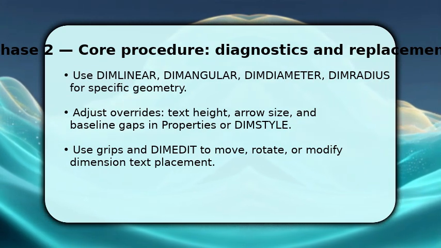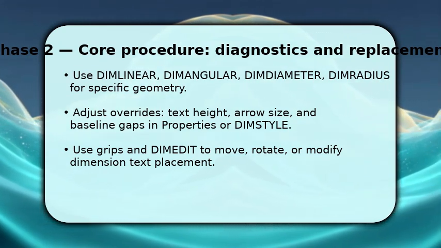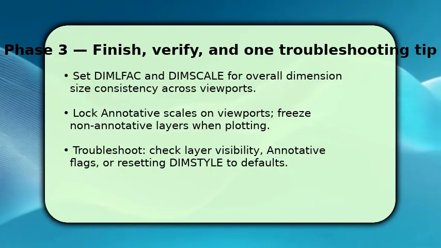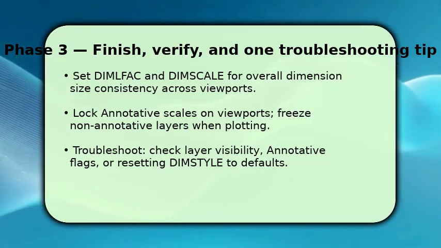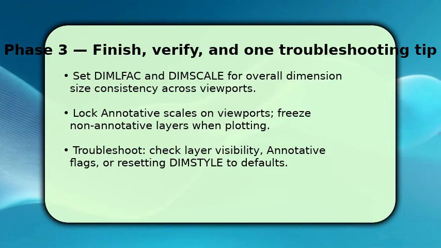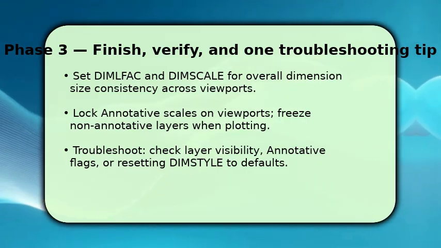Finish by checking consistency. Set dim scale and dimlfac for uniform arrow and text sizes across viewports. Make sure annotative objects are assigned the viewport scale. Then lock or freeze layers you don't want to alter and prepare a print preview to confirm alignment.